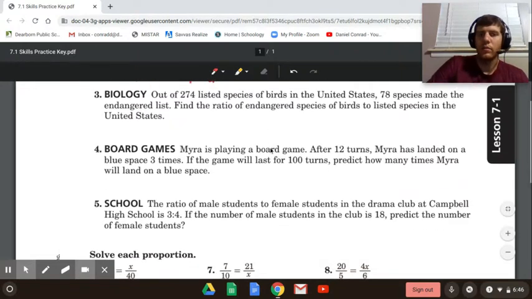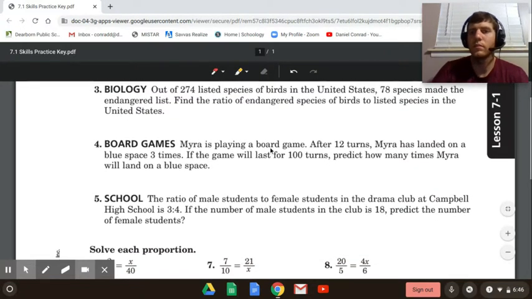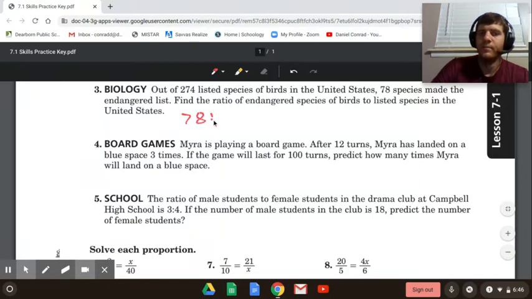And again, another one: out of 274 listed species of birds in the United States, 78 species made the endangered list. Find the ratio of endangered species of birds to listed species in the United States. So it just wants the ratio of endangered species, 78, to the listed species, 274. If we write that as a fraction, that's 78 over 274.